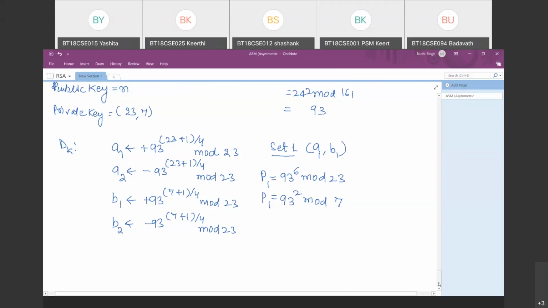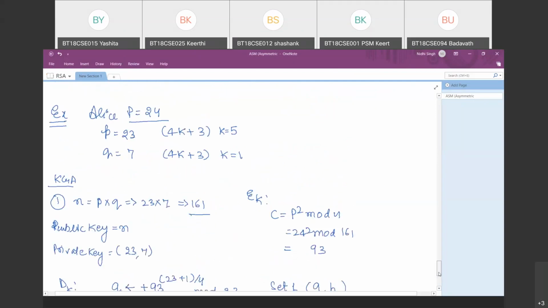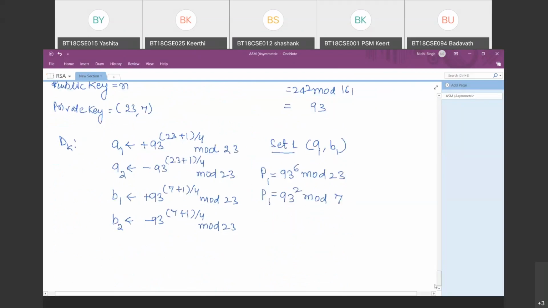The concept is only that these are the key generation algorithm, these are the encryption procedure, and these are the decryption algorithm. You already know about the Chinese remainder theorem that I showed you in the last class, so just apply it and find the solution. There are four solutions: for set 1 there will be P1, for set 2 P2, set 3 P3, and set 4 P4. Out of these four solutions, only one will be correct. The remaining part I will cover in the next class.